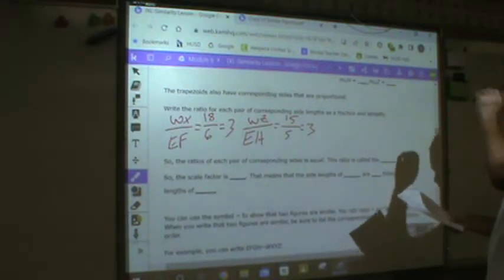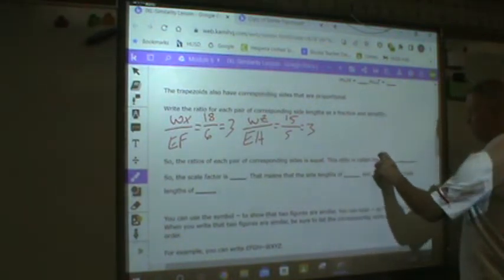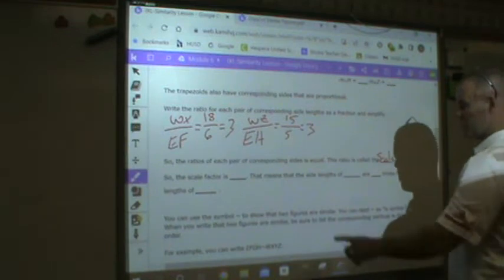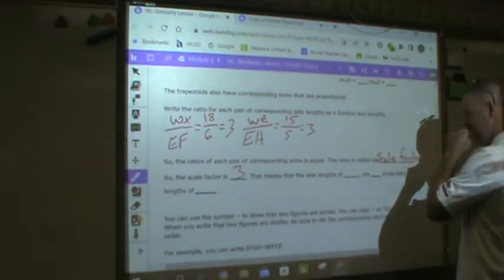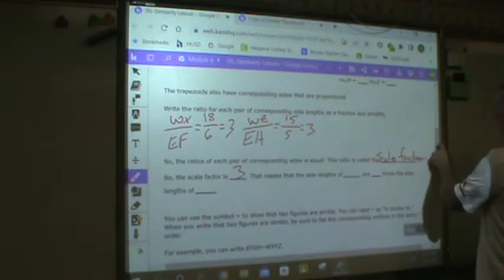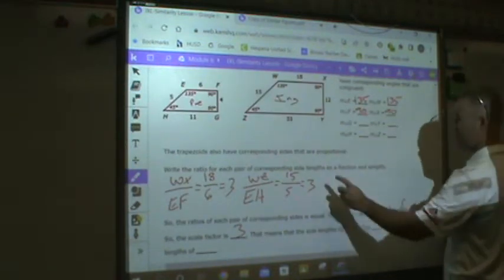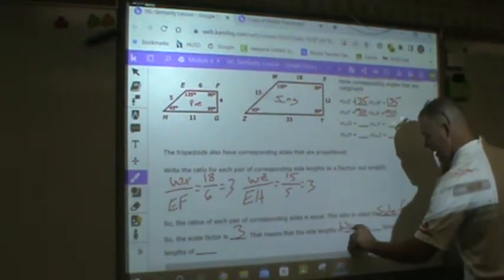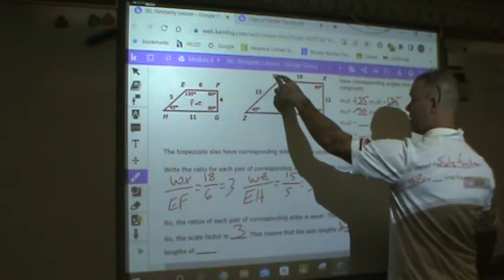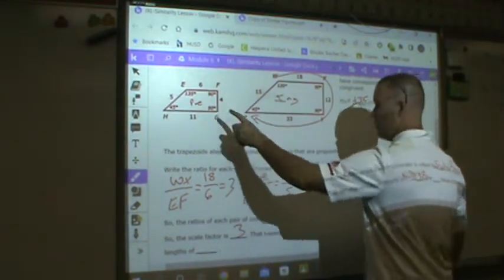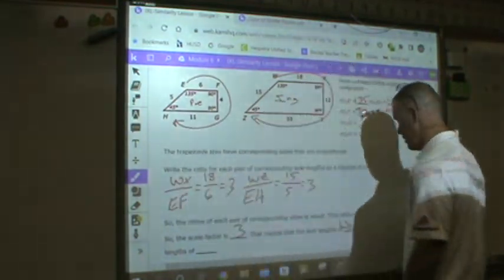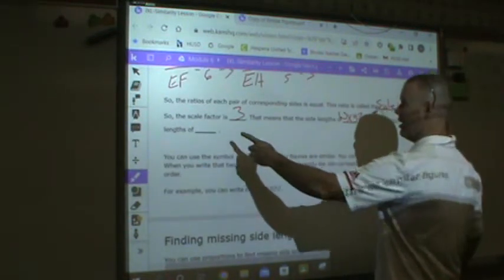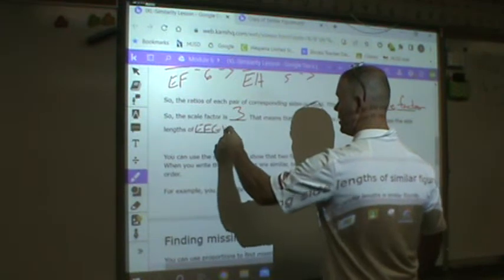Right? So the ratios of the pair of corresponding sides is equal. The ratio is called the scale factor. We see that come up again. So the scale factor for this example is 3. So that means that the side lengths of, how are we going to say this? I can start with any letter I want. I can start with X, but let's start with W. W, X, Y, Z. Notice I started W, X, Y, went to Z. So if I state the other one, I've got to do the same with its letters. Are 3 times the side lengths of E, F, G, H.